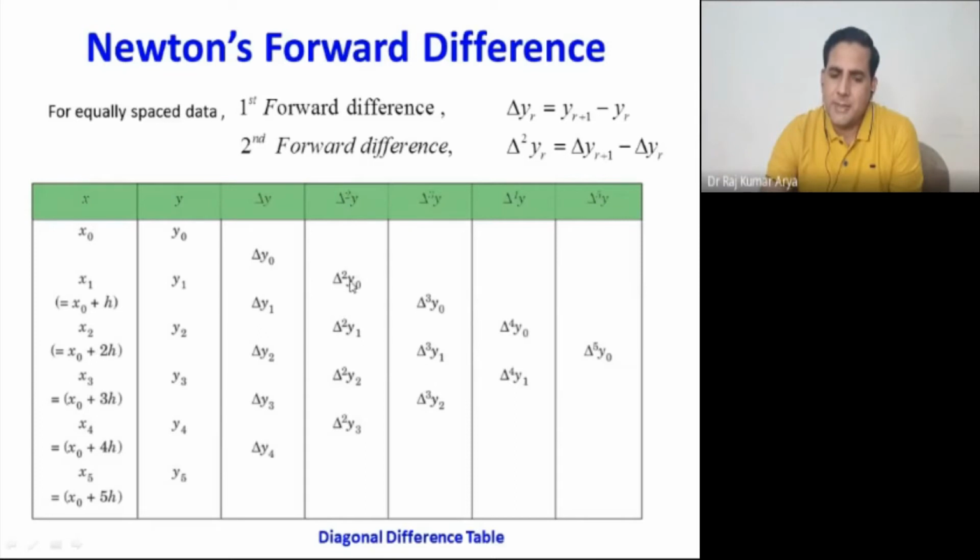Second forward differences. Similarly you are calculating the third forward differences here. Then fourth, then fifth. You have to keep on continuing till you get only one entry at the last. Okay, so this table can be generated.